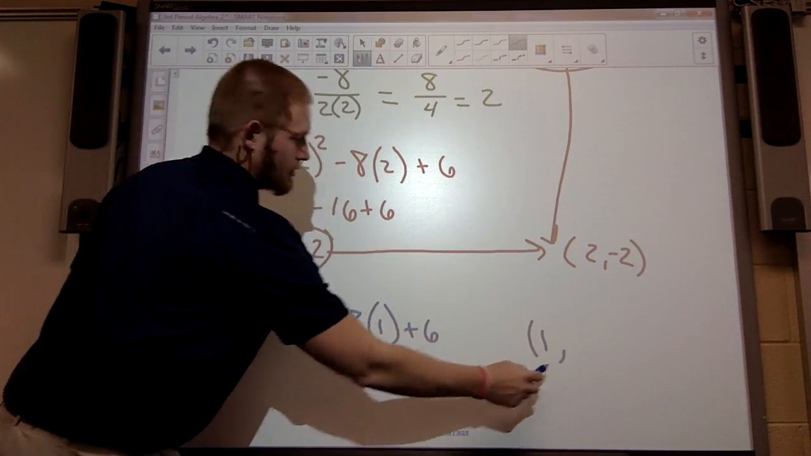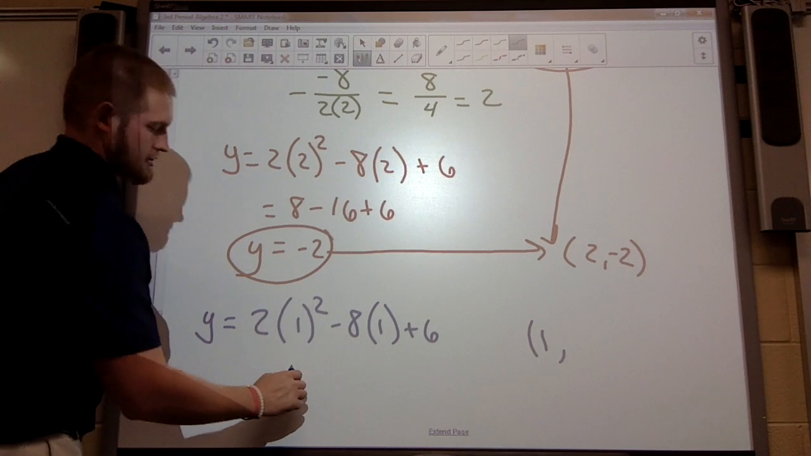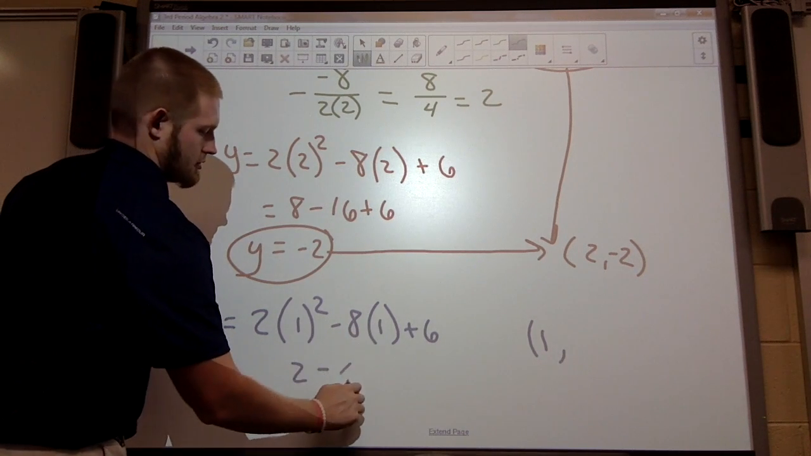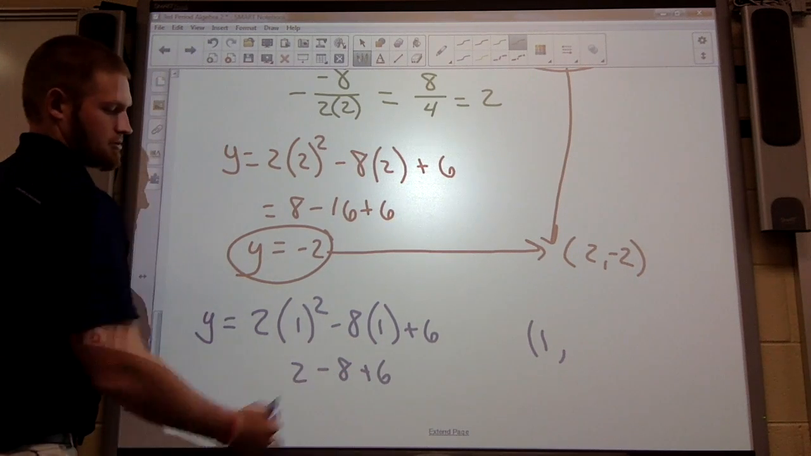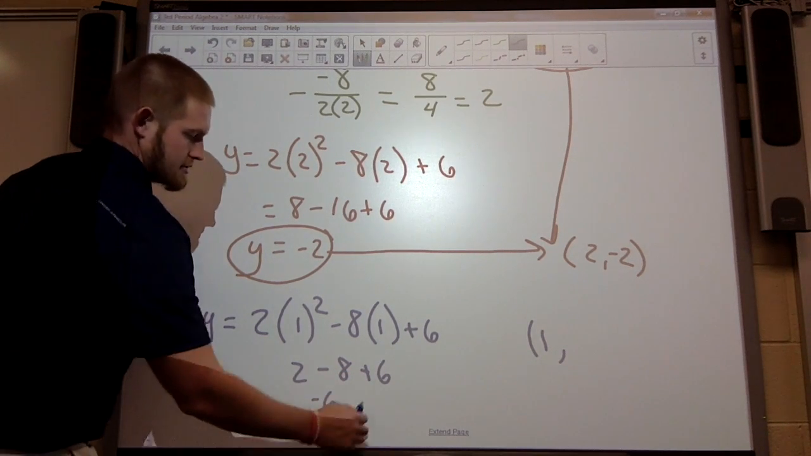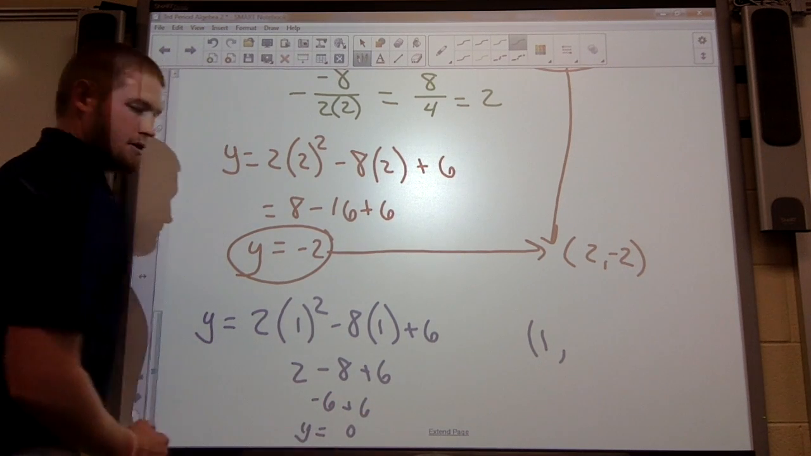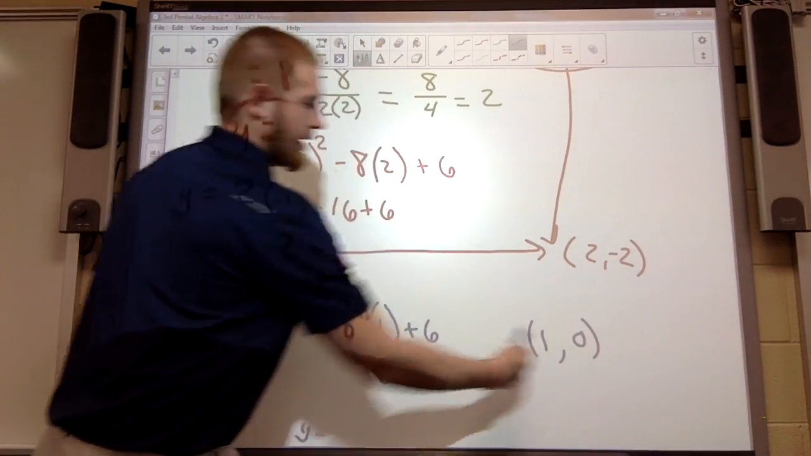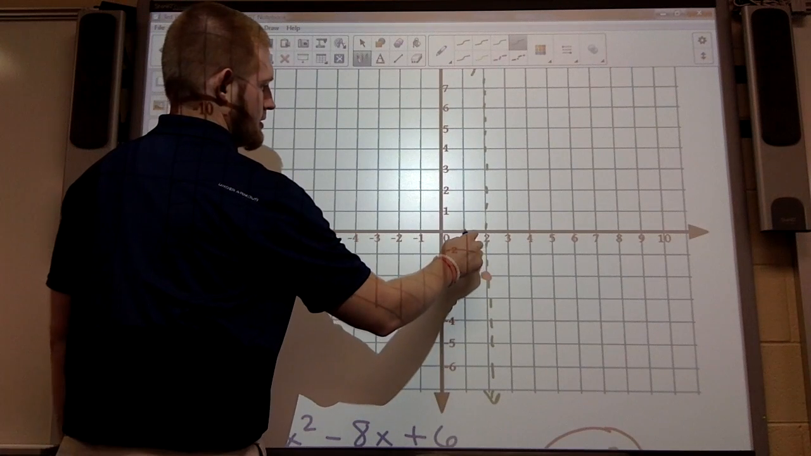Okay, I'm going to have another coordinate point here. 1 squared is 1, 2 times 1 is 2, minus 8 times 1, which is 8, plus 6. 2 minus 8, negative 6, plus 6 is 0. So I know that y equals 0. So my y value is 0. So I have another point: 1, 0.